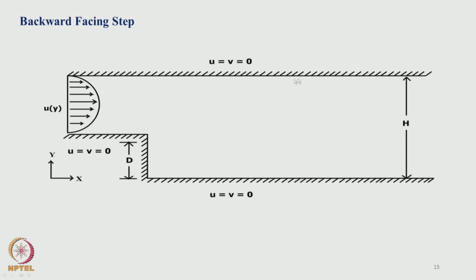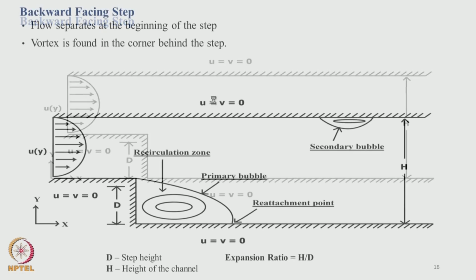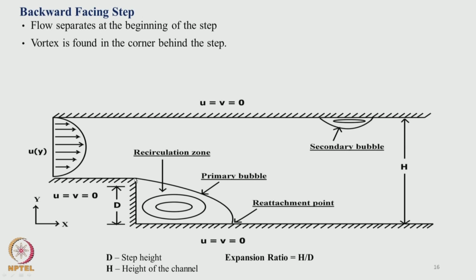Now, with the wall on the top and wall everywhere, you specify a boundary condition u is equal to v is equal to 0, and if you look at the flow pattern, the flow separates at this corner and then it comes and reattaches. There is a recirculation zone and reattachment point. The recirculation zone length depends on the Reynolds number and the flow condition. Similarly, you also observe a secondary bubble on the top wall, and the location and size of the bubble depend on the Reynolds number or any other flow condition.